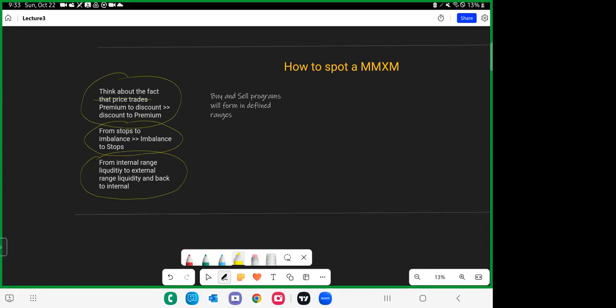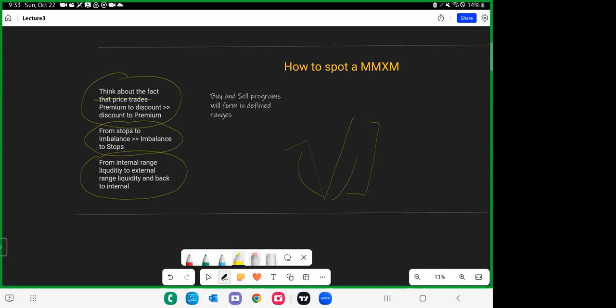From premium to discount: accumulation, premium, discount, manipulation, back to premium. That process is the distribution. That becomes a market maker buy program. You just have to put the pieces together in between. We're going to do a little walkthrough of that.